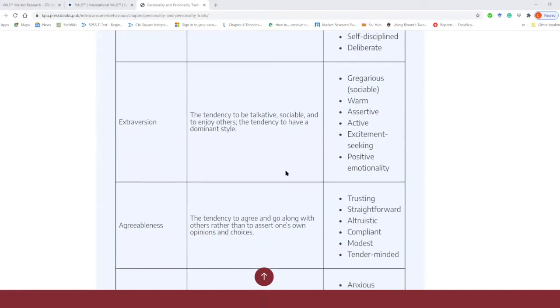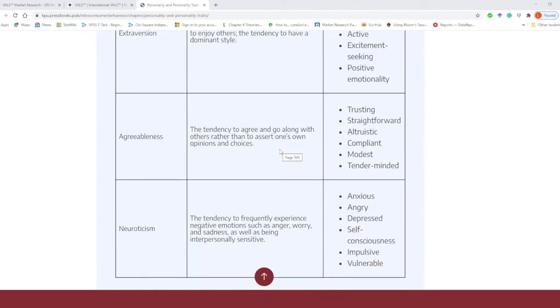Then we can talk about the extraversion trait, which has to do with people who are talkative, sociable, and enjoy the company of others. So that means that in developing your marketing mix tactics, you need to focus on hammering these elements and how your product or service is going to contribute towards helping them achieve this level of sociability and gregariousness and excitement that they seek, right?